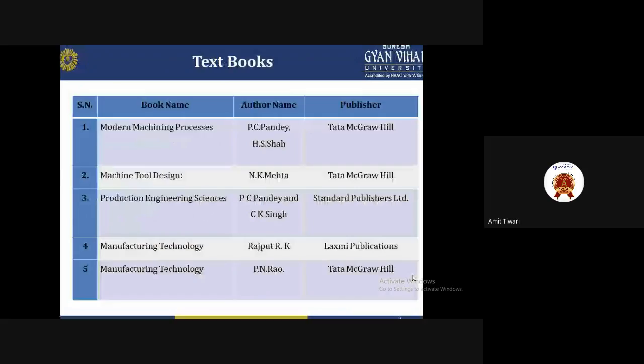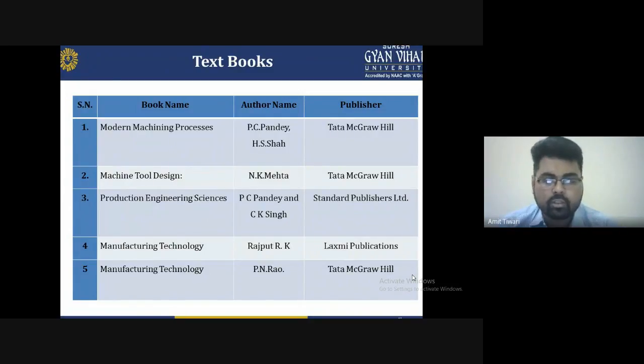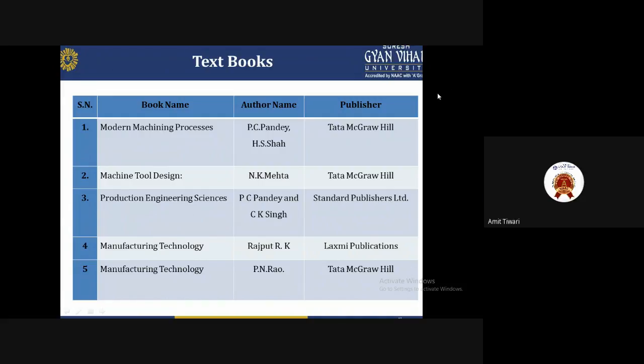Okay, so at the end of this lecture, I am recommending some books for the lecture series Machines and Machine Tools. First, Modern Machines by P.C. Pandey and Ajay Shah. Second, Machine Tool Design by N.K. Mehta, Tata McGraw Hill Publishing. Third, Production Engineering Science by P.C. Pandey and C.K. Singh. Fourth, Manufacturing Technology by R.K. Rajput, Laxmi Publications. And fifth, Manufacturing Technology by P.N. Rao, Tata McGraw Hill Publications.